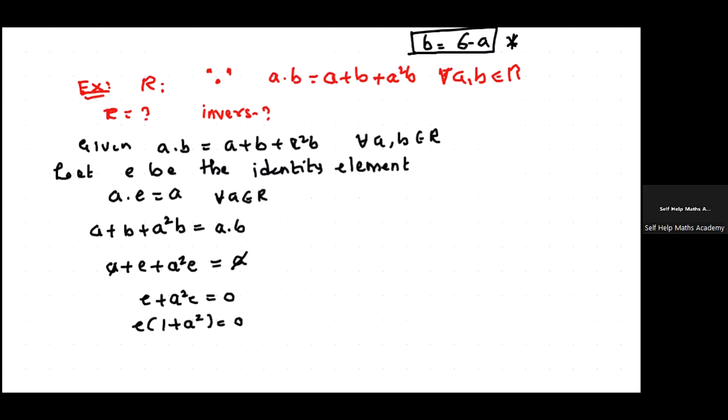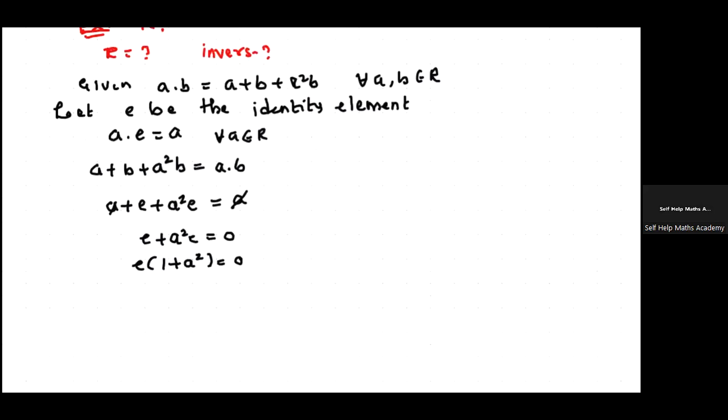So here you can observe clearly, for any positive real number or a negative real number, the square will always be positive. And when I take a positive number and add 1, I'll still get a positive. So that means this will always be positive. This cannot be 0. So 1 plus A square cannot be 0. Hence what has to be 0 now? E should be equal to 0. So therefore E equal to 0 will be the identity element for this given binary operation.